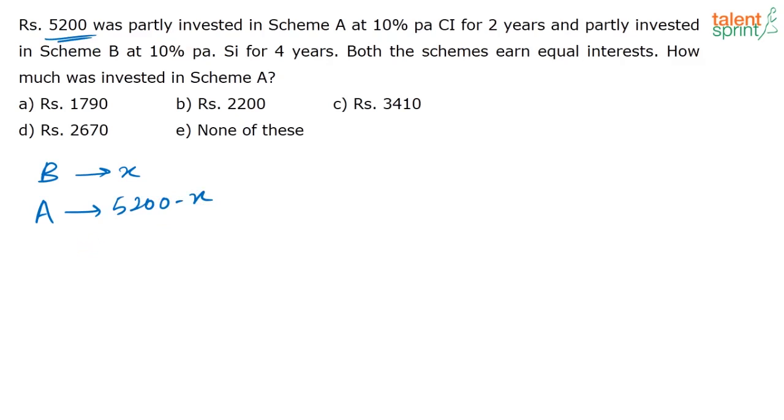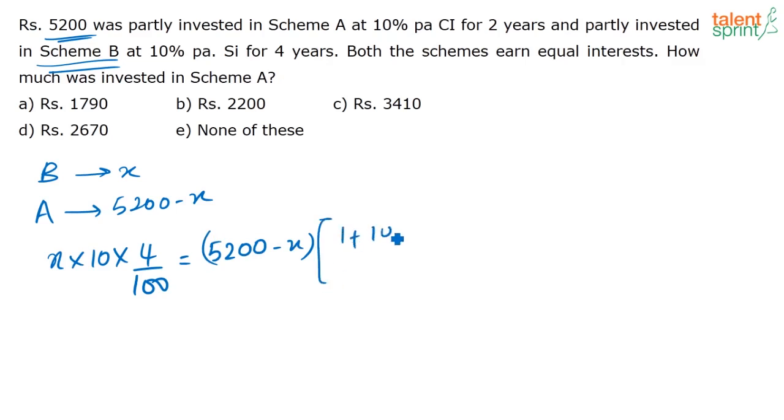Correct? Now, what are they giving? Scheme A is invested in compound interest, and scheme B is at 10% simple interest. For different periods, both of these schemes are earning equal interest. So what is the interest that he gets from scheme B through simple interest? It is nothing but X into 10 into 4/100. That is the interest that he gets, and this is equal to the interest that he gets through compound interest, that is (5,200 minus X) into ((1 plus 10/100) the whole squared minus 1).